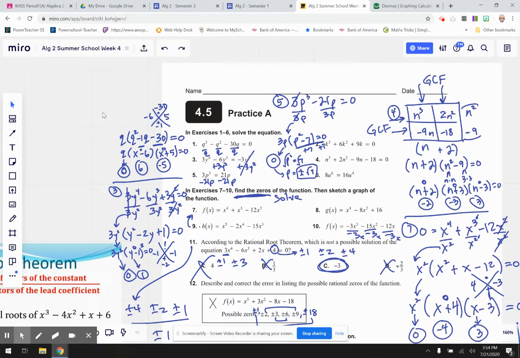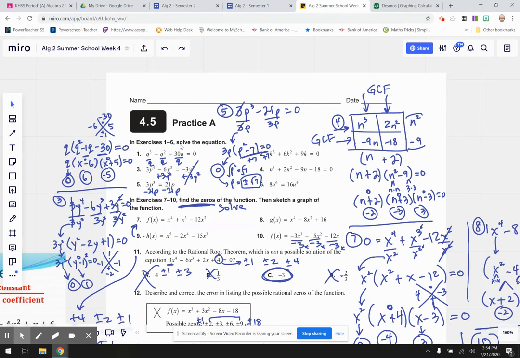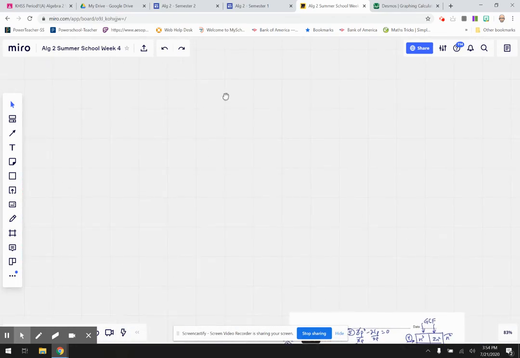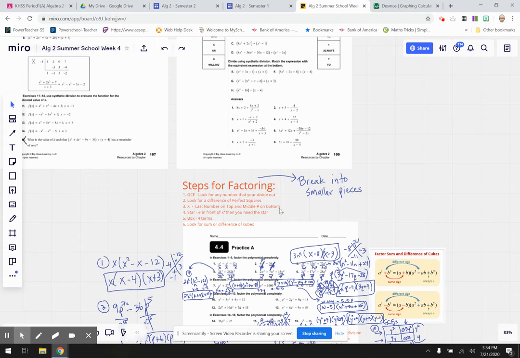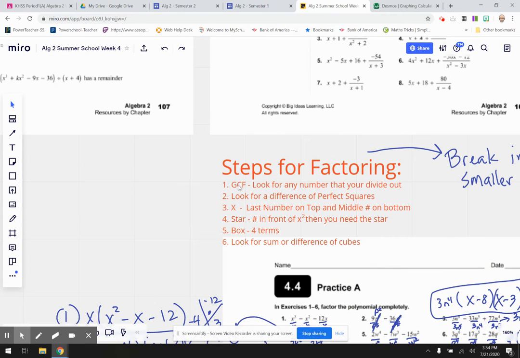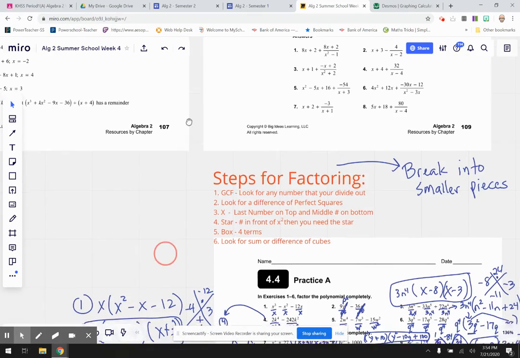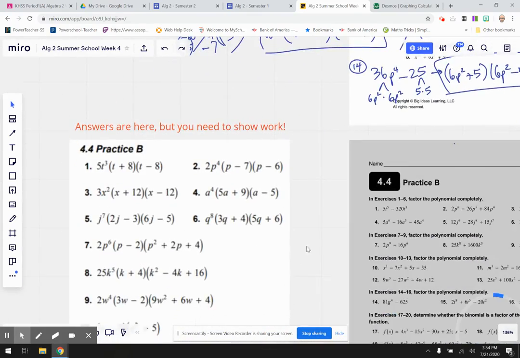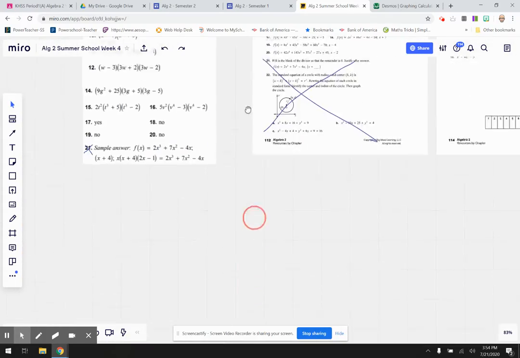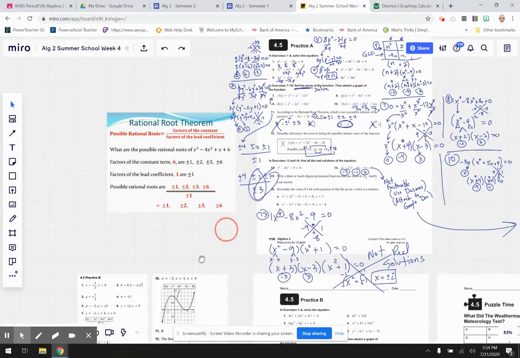And let's see. All right, so number 1. Now, we're going to be solving equations. So we learned in the last section how to factor. I just want to go back up here for a second and remind you of the factoring steps. Always going to look for GCF first. We'll look for a difference of perfect squares. We're going to use the x if there's no number in front of the x squared term. If there is a number in front, we could use the star. If there's 4 terms, we can use the box, or we can look for a sum or a difference of cubes. But to solve these, we are going to need to factor them to make them smaller, break them down.